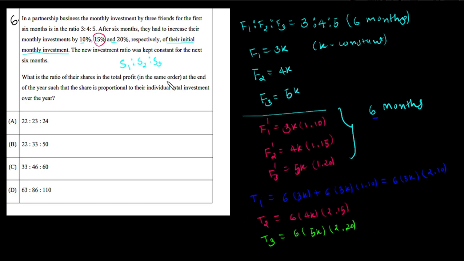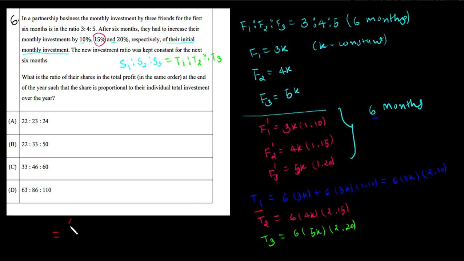So now we have to find the ratio of the individual shares for these three friends, and the share ratio is nothing but the ratio of total investment during the year. So I can say T1 : T2 : T3. Now let's simply take the ratio of the first two investments, T1 : T2, which is nothing but simply S1 : S2. So now simply we have to take the ratio of these two terms.